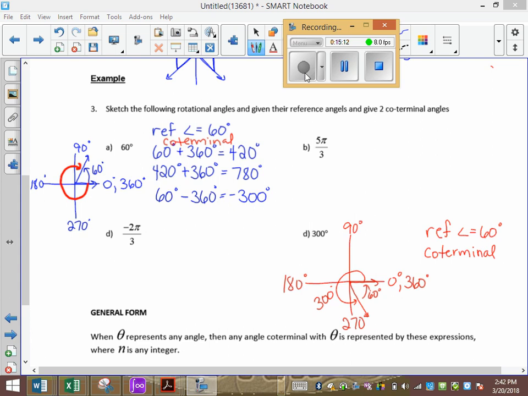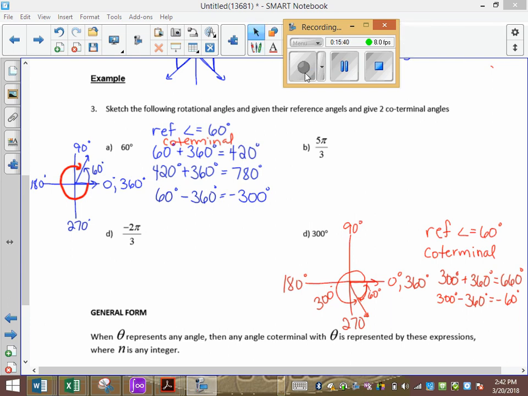Okay, so we can go 300 plus 360 and get 660. We could do 300 minus 360 and get negative 60, which makes sense because if I work my way back from here to here, it's negative 60. If I go past here and past here again, make that little corkscrew shape, I get to 660.